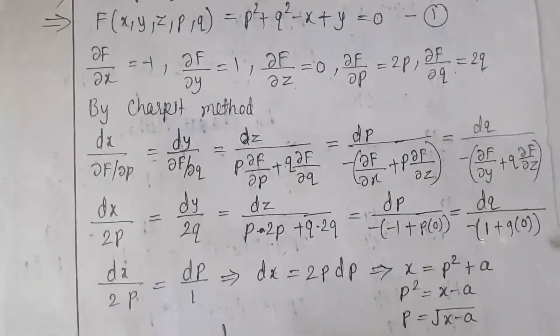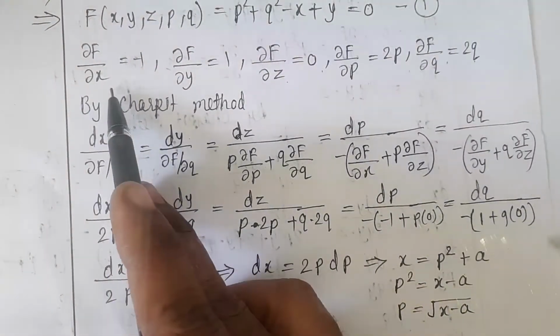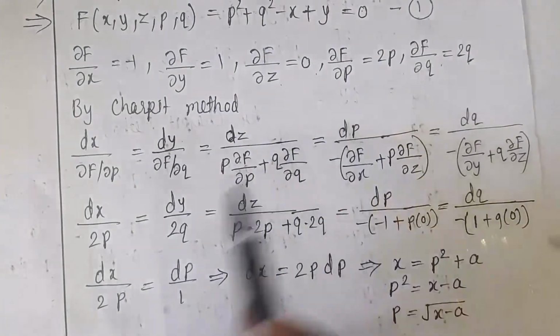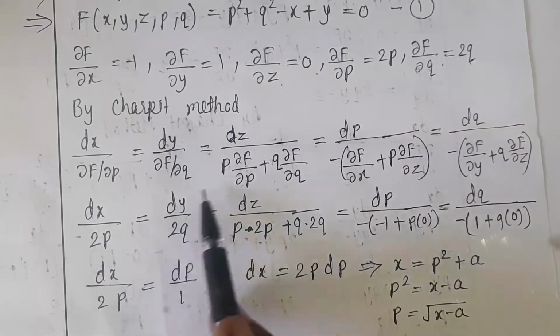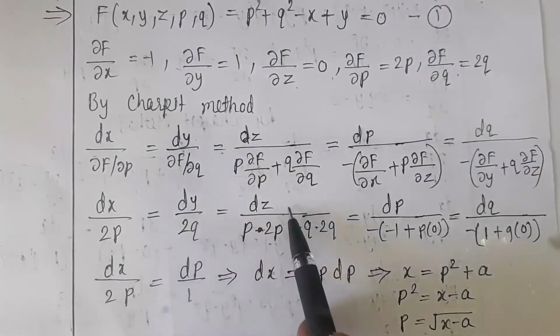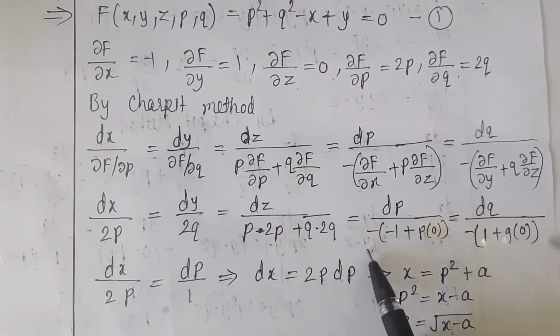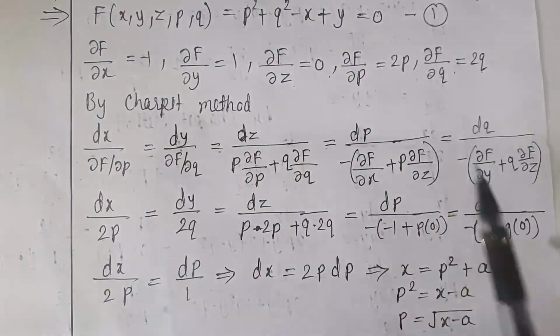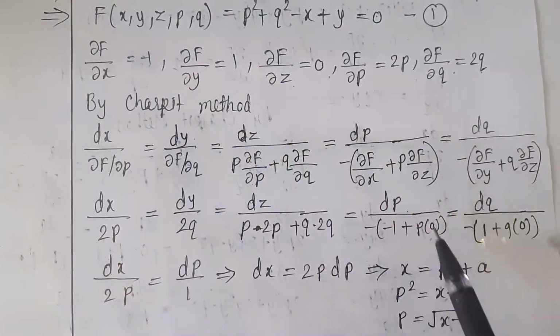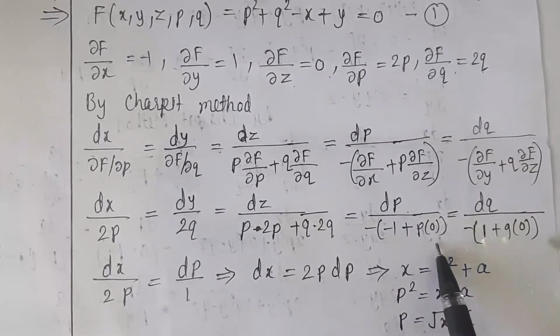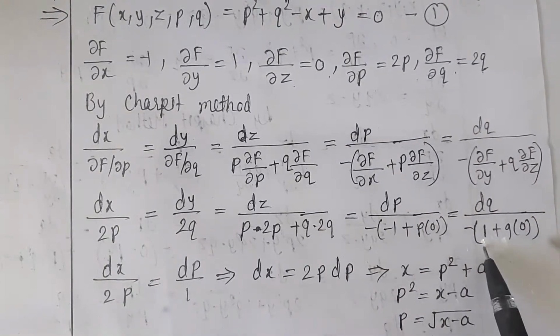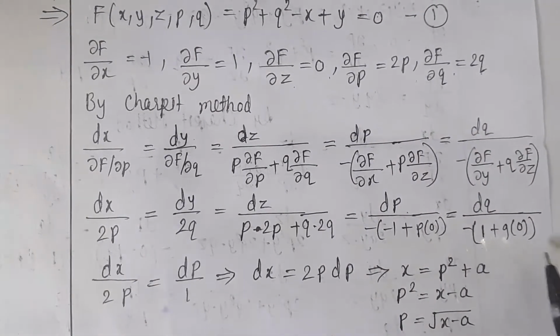Now substituting whatever values we obtained here, dx upon 2p is equal to dy upon 2q is equal to dz upon p into 2p plus q into 2q is equal to dp upon minus of del f by del x, which is minus 1, plus p into del f by del z, which is 0, is equal to dq upon minus of 1 plus q into 0.